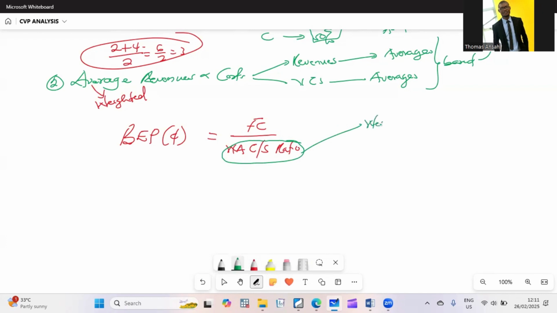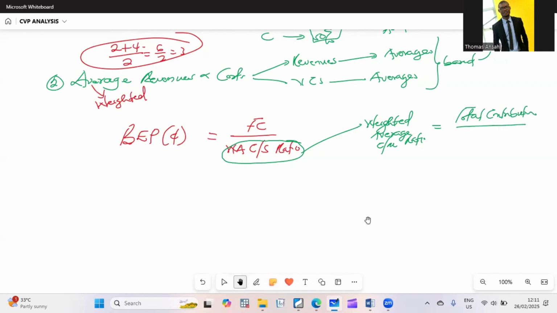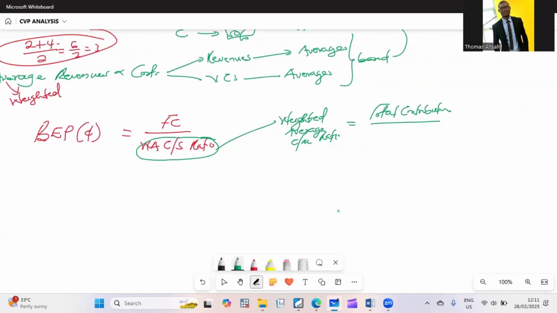The weighted average contribution margin or contribution sales ratio will be given by the total contribution. All right. So the total contribution for each product herein for all products, so from all mixes, divided by the total revenue from the mixes. So basically, that is that. All right. Then you get that.